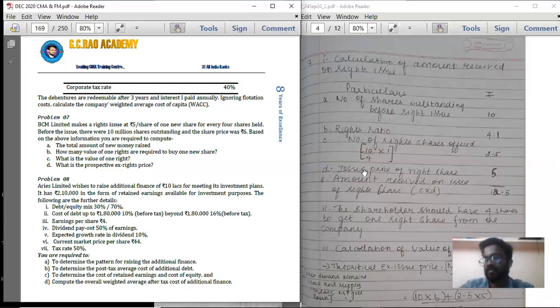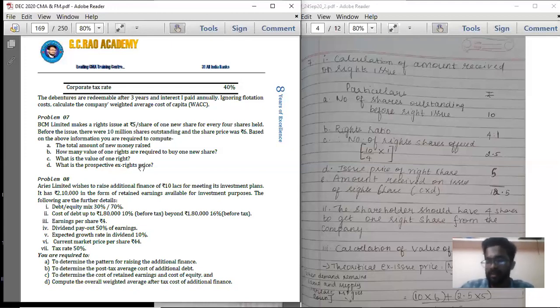Below that, (d) issue price of right share. At what price are you issuing the right share? 5 rupees per share. So issue price of right share, in the amount column record 5. Now total the amount column.